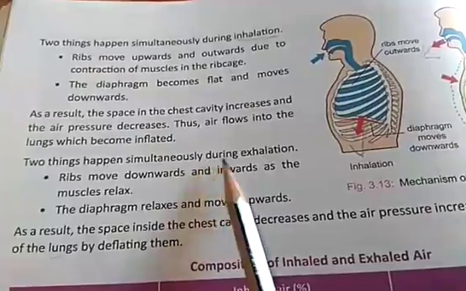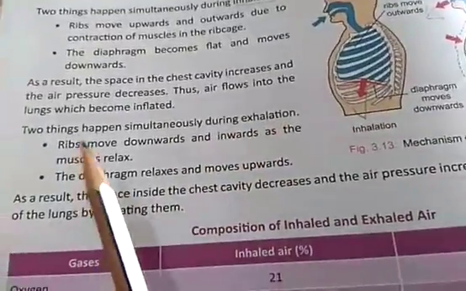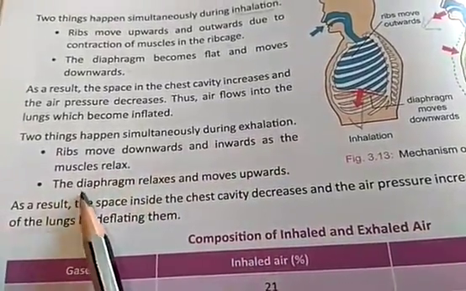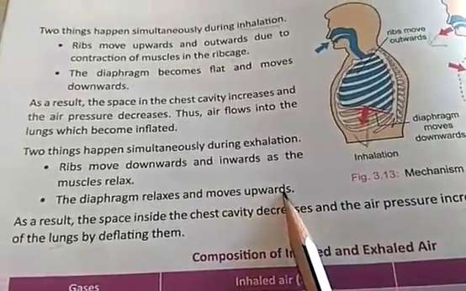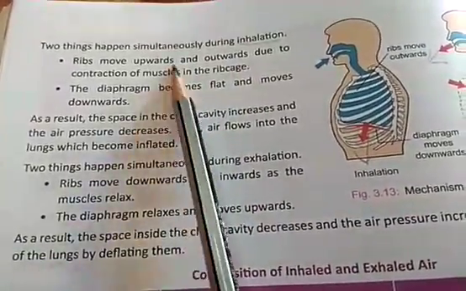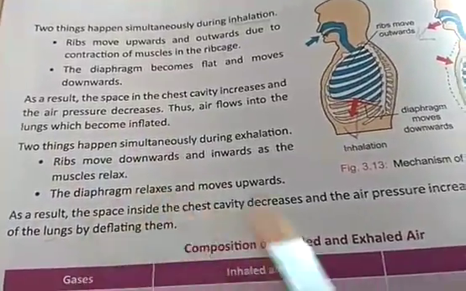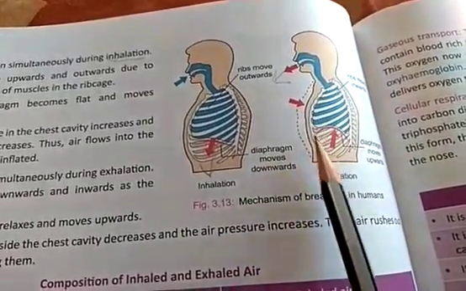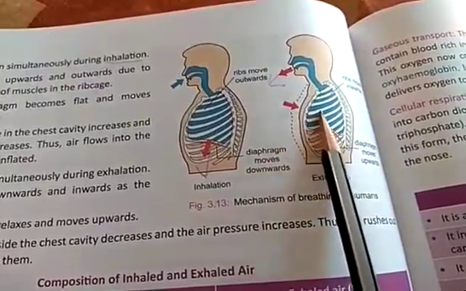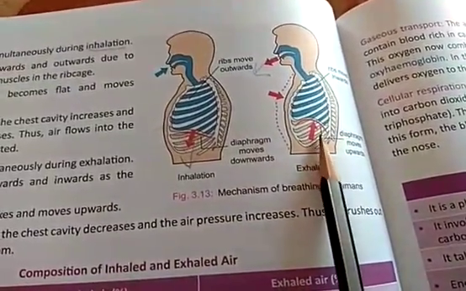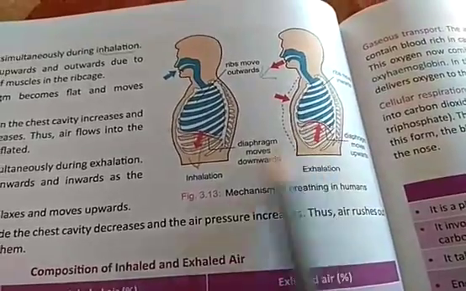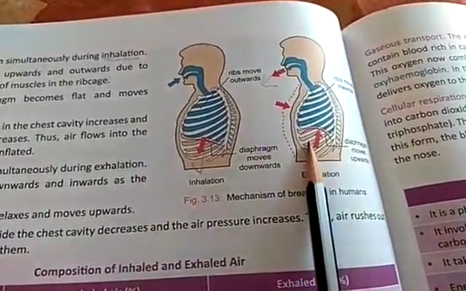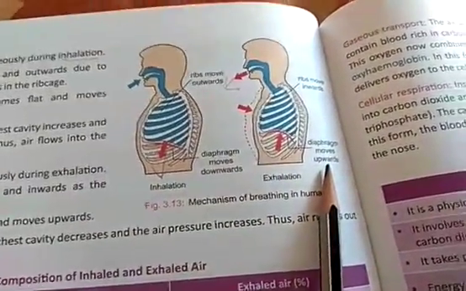Now two things happen simultaneously during exhalation. First, the ribs move downward and inwards as the muscles relax, and secondly, the diaphragm relaxes and moves upwards. So whatever the situation was in the previous case, now the situation is reversed. Let us see the diagram. Now you can see the rib cage going downwards with this arrow. And the diaphragm moves in the direction reverse of what it was before, so the diaphragm moves upwards.